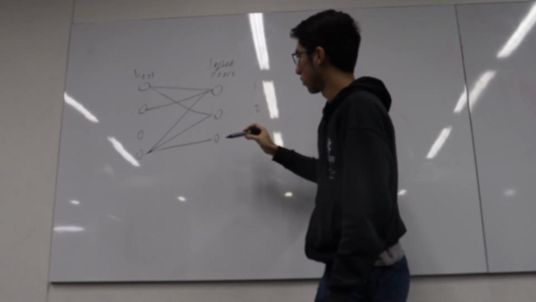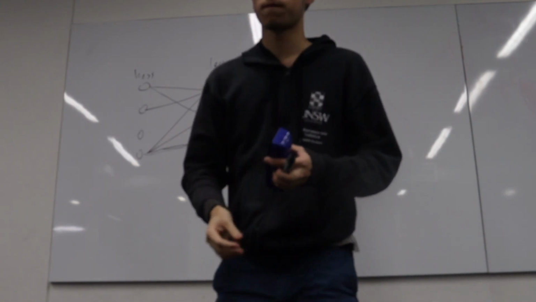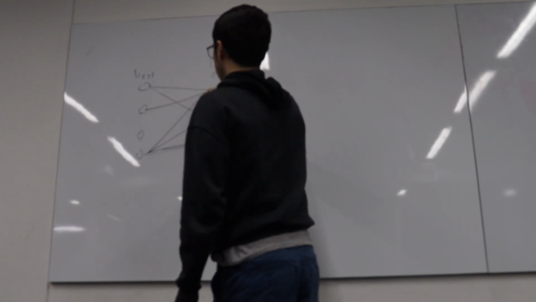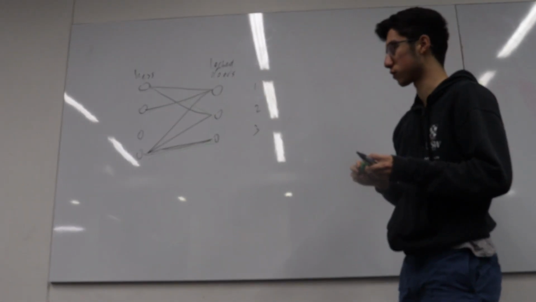In this case, what would it be? I think it would be 3 because you can take that edge, take that edge, and that edge. And this matches every door. And so in this case, the maximum matching is size 3.